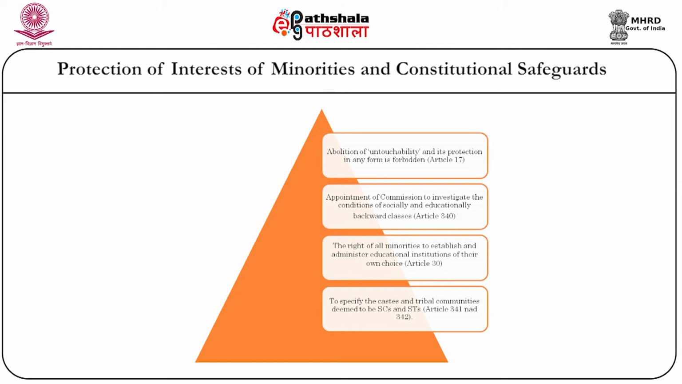Under Article 340, it has been said that a commission should be appointed to investigate the conditions of socially and educationally backward classes. Under Article 30, it has been said that the right of all minorities to establish and administer educational institutions of their own choice should be made available to the minorities. Lastly, under Articles 341 and 342, it is said to specify the caste and tribal communities deemed to be SCs and STs, and their social and economic interest should be protected.